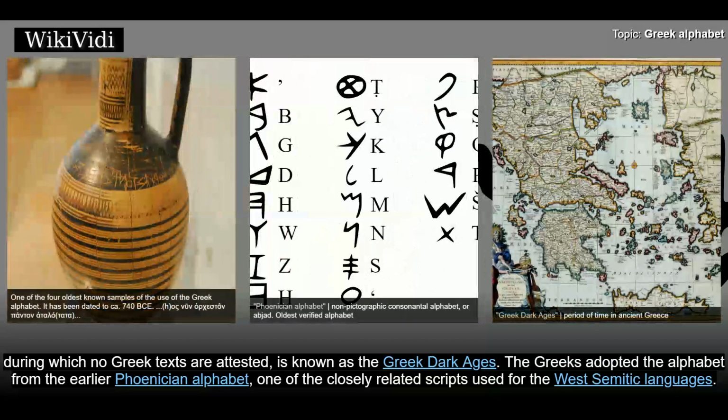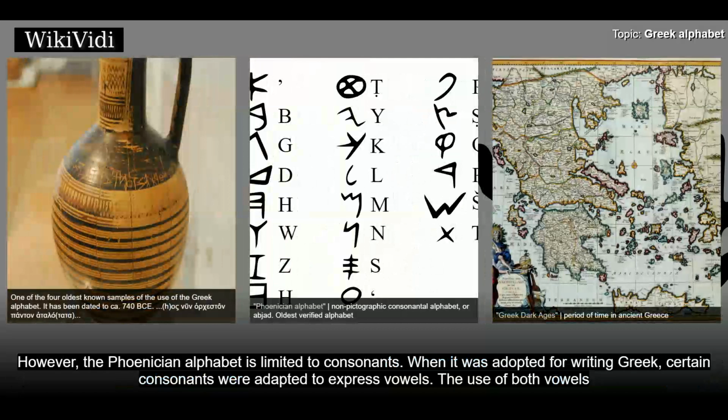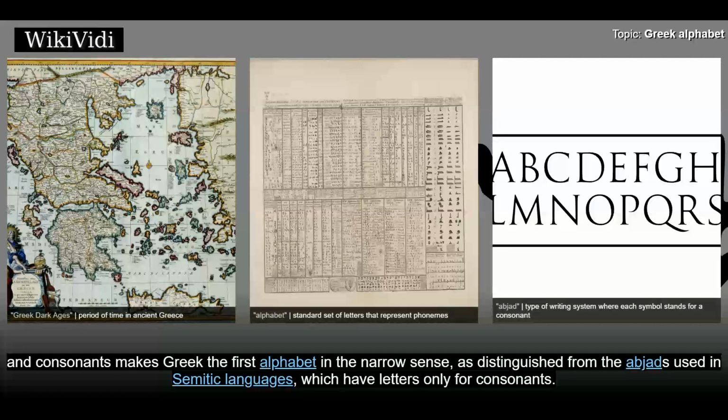The period between the use of the two writing systems, during which no Greek texts are attested, is known as the Greek Dark Ages. The Greeks adopted the alphabet from the earlier Phoenician alphabet, one of the closely related scripts used for the West Semitic languages. However, the Phoenician alphabet is limited to consonants. When it was adopted for writing Greek, certain consonants were adapted to express vowels. The use of both vowels and consonants makes Greek the first alphabet in the narrow sense, as distinguished from the abjads used in Semitic languages, which have letters only for consonants.